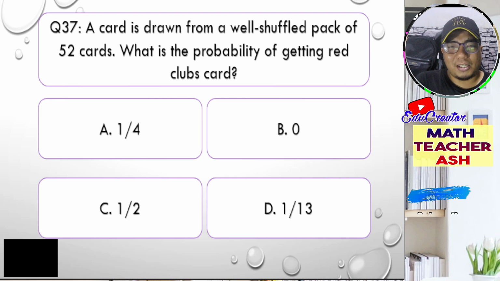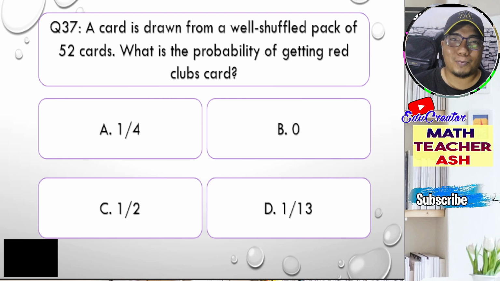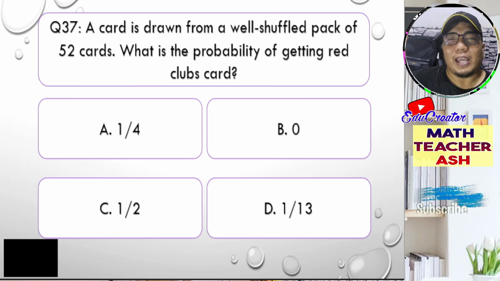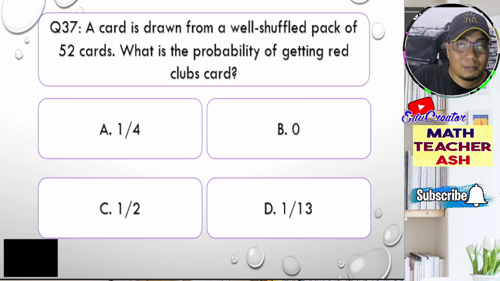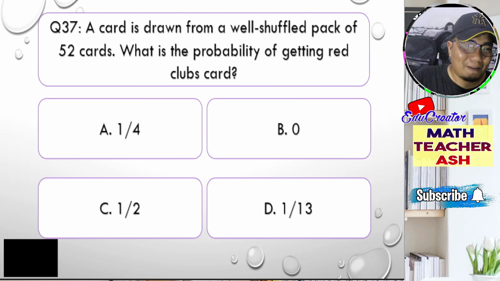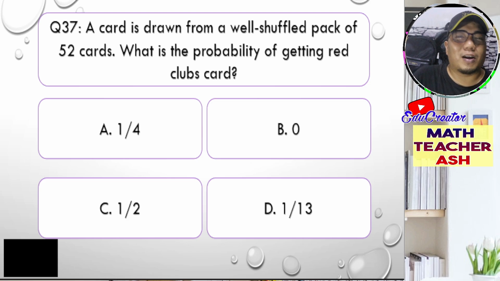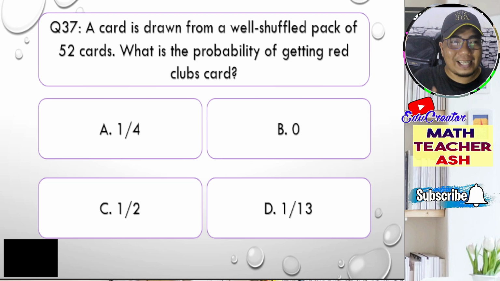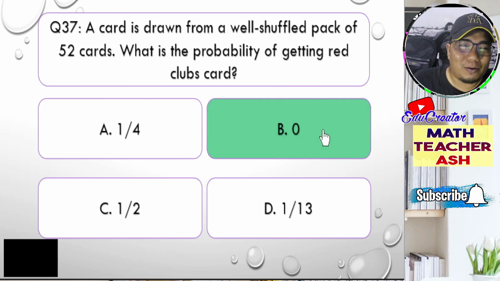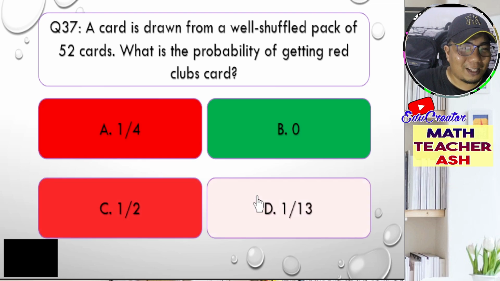Alright, my dear math learners, these are what we call the tricky question. So I hope you will not be confused on this question. Why? Because the probability here is getting a red club's card. The first question you need to ask yourself is, is there a possibility that a club is colored red? Alright, very good. There is no possibility that a club is red because all clubs in the deck of cards are black. So therefore, there is no way that you will have a chance to get a red club card. So the correct answer is 0. Alright, I hope you got that one, my dear math learners.